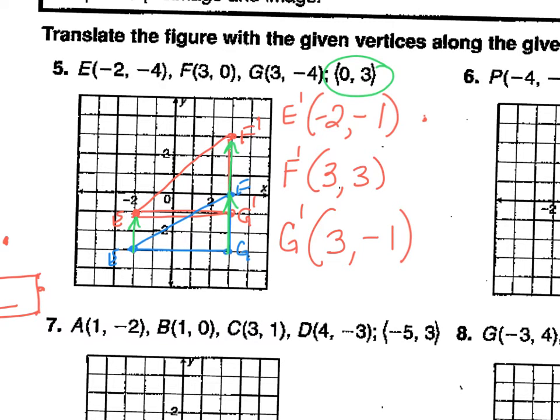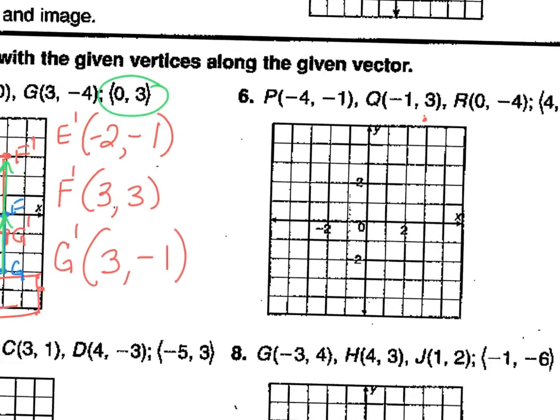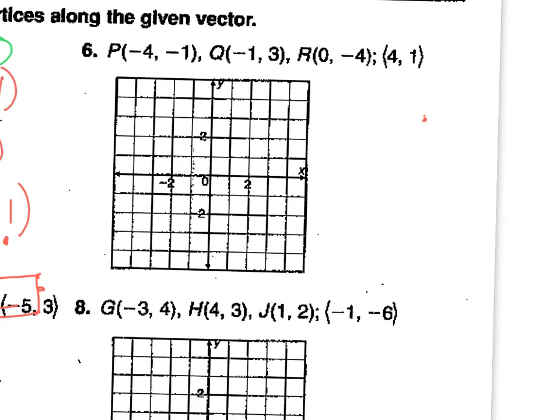Okay? So let's continue with problem number 6. In problem number 6, we first need to plot the points. So let's plot the points. Once you plot the points, now we need to get the points translated. In this case, it's 4 units to the right, 1 unit up. So we need to add 4 to the x coordinates and 1 to the y coordinates. So let's go ahead and do that.